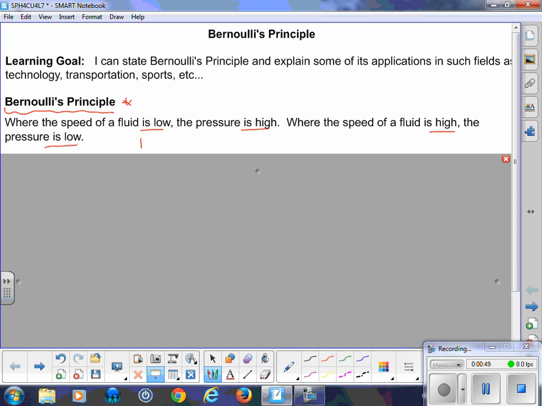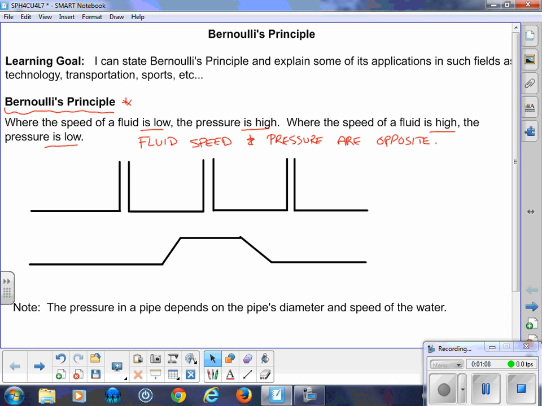So let's do it like this. Fluid speed and pressure are opposite. To help remember. All right, keep it simple. So, example I have here for you.